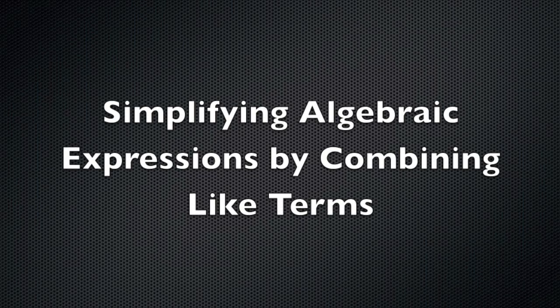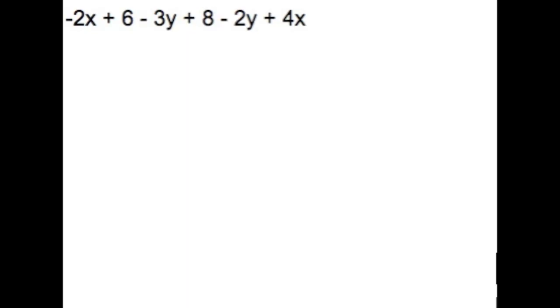This video tutorial will look at simplifying algebraic expressions by combining like terms. This will be the algebraic expression that we will simplify: negative 2x plus 6 minus 3y plus 8 minus 2y plus 4x.